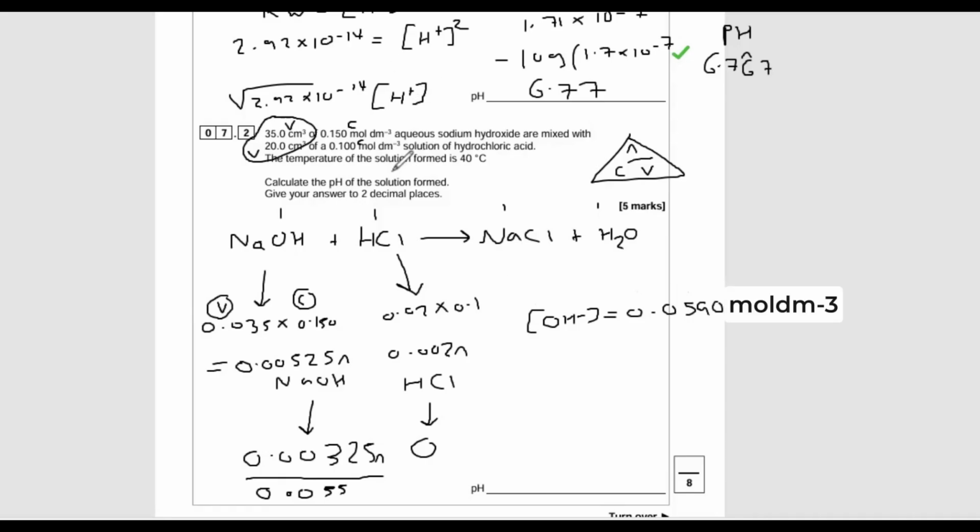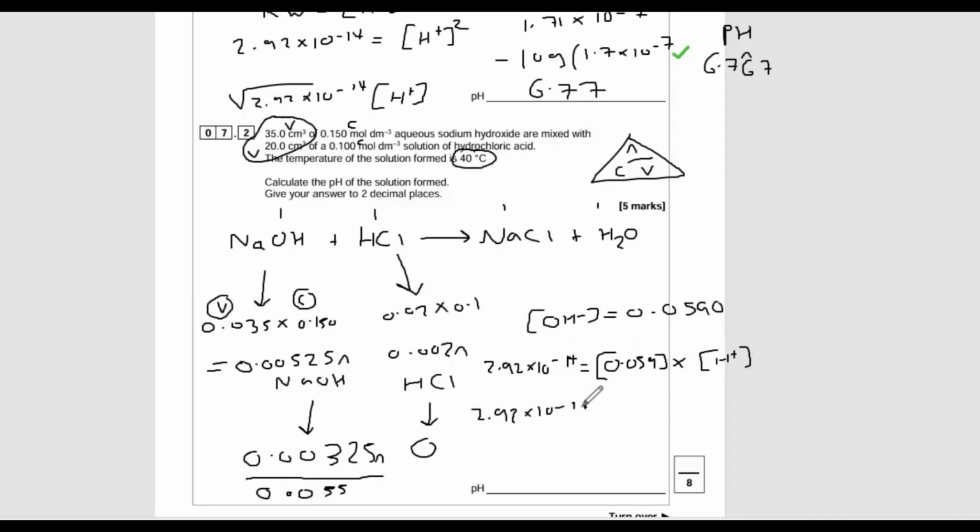Well, it did tell us here that it's at 40 degrees, and we know the one up here was at 40 degrees, so we've got the same Kw. We don't have to write it as Kw; we can just write it as 2.92 times 10 to the minus 14. That was equal to the hydroxide ion concentration, 0.059, times the hydrogen ion concentration. So how do we rearrange that to find H plus? Real simple. We're going to do 2.92 times 10 to the minus 14, divided by 0.059.